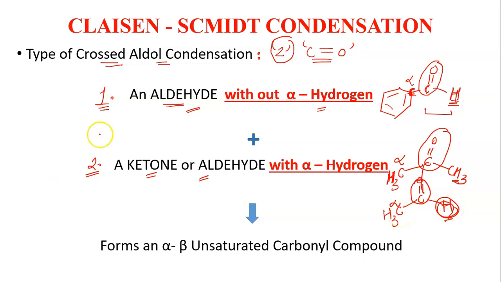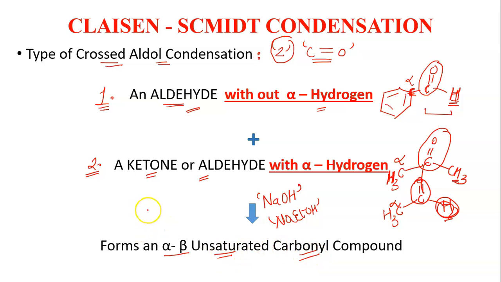So now we have our reactants, an aldehyde without alpha hydrogen and a ketone or an aldehyde containing an alpha hydrogen. Now these two compounds will react with each other in presence of a basic medium. So you can use either sodium hydroxide or maybe sodium ethoxide to provide the basic medium necessary for the reaction to proceed. And these two will react to form a product which is an alpha beta unsaturated carbonyl compound.